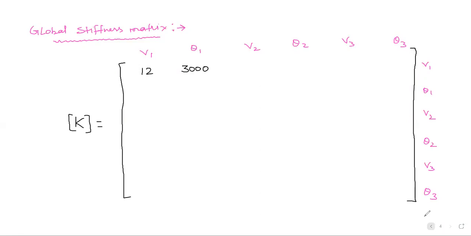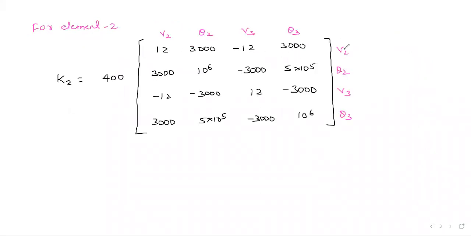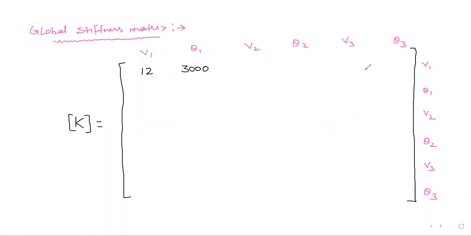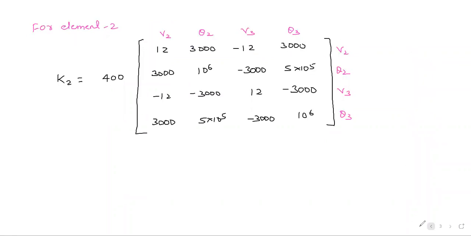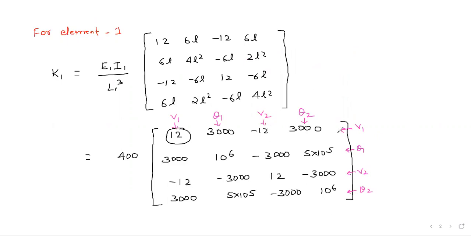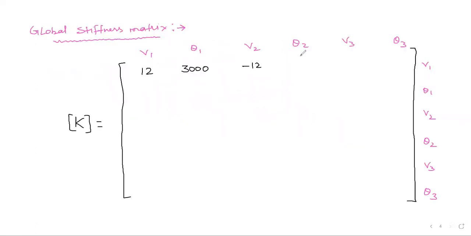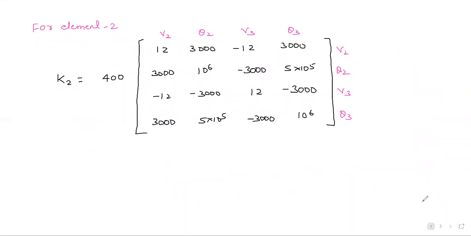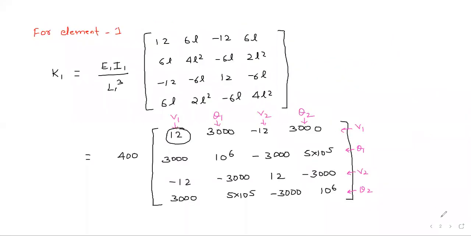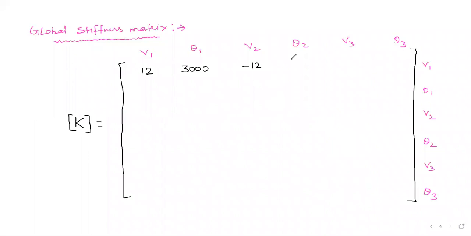Now V2, V1. Coming to V2, V1. Is there V2? Yes. But is there any V1 term here? No. We need to see the row. See here, V2 is column, V1 is row. So we need to see V2 column, V1 row. So see, V2 column is there, but there is no V1 row, right? So there will be no such term. But here V2 is there, V1 is there. So what is the term? Minus 12. So let us write here minus 12. Similarly, theta 2 V1, we will get 3000. So let us write 3000.